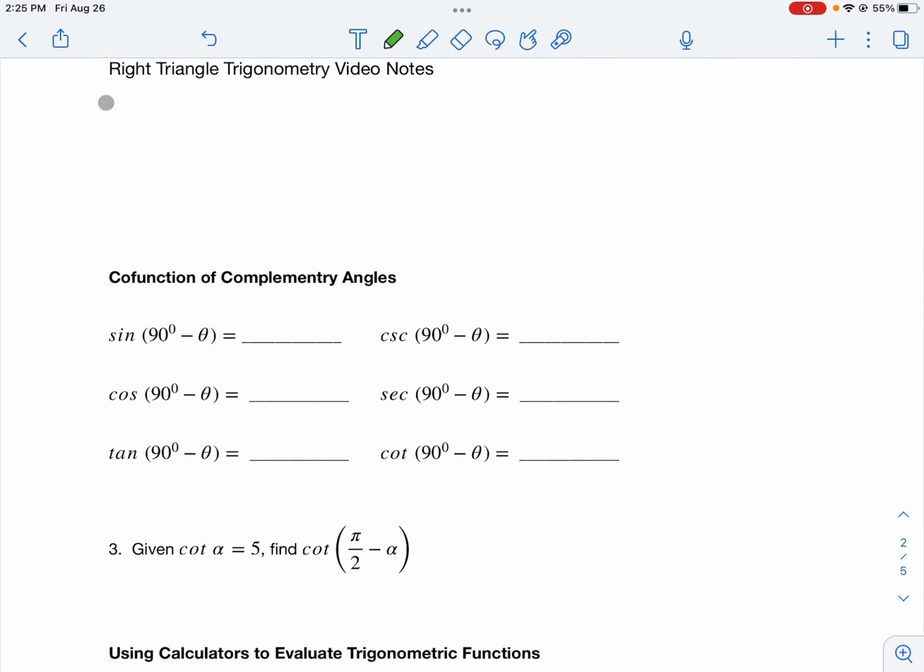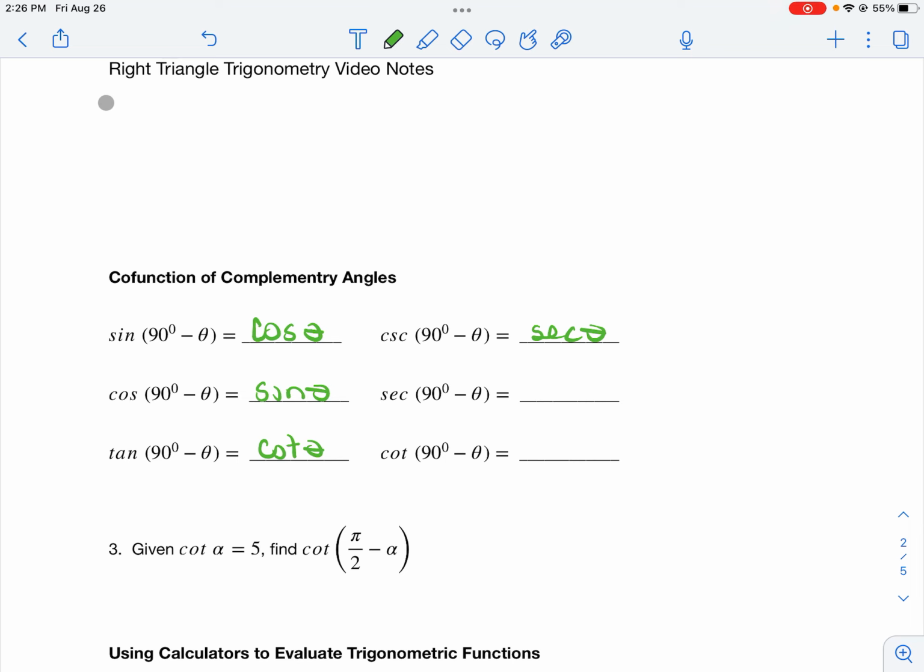So sine of 90 degrees minus theta is equal to the cosine of theta. Cosine of 90 degrees minus theta is equal to sine of theta. Tangent of 90 degrees minus theta is equal to cotangent of theta. Cosecant of 90 degrees minus theta is equal to secant of theta. And this just comes from the switching of the sides, the opposite and the adjacent sides on our right triangle that I showed you before, based on which angle you're looking at.